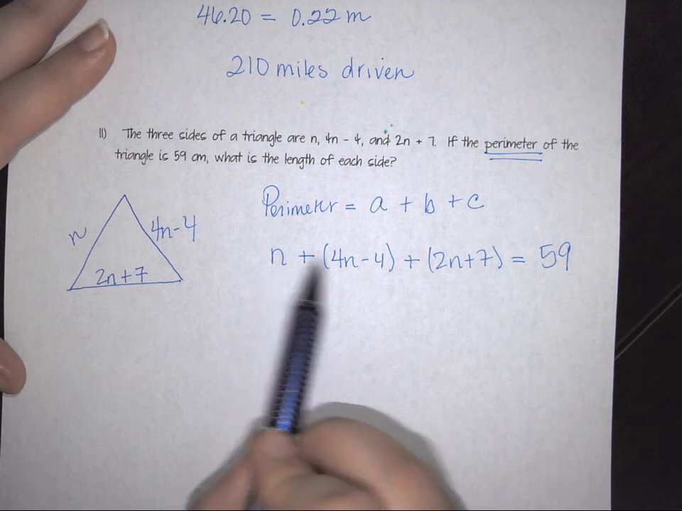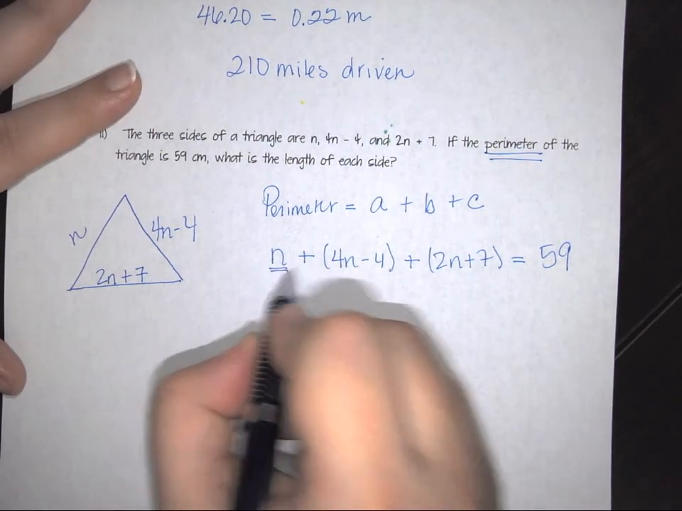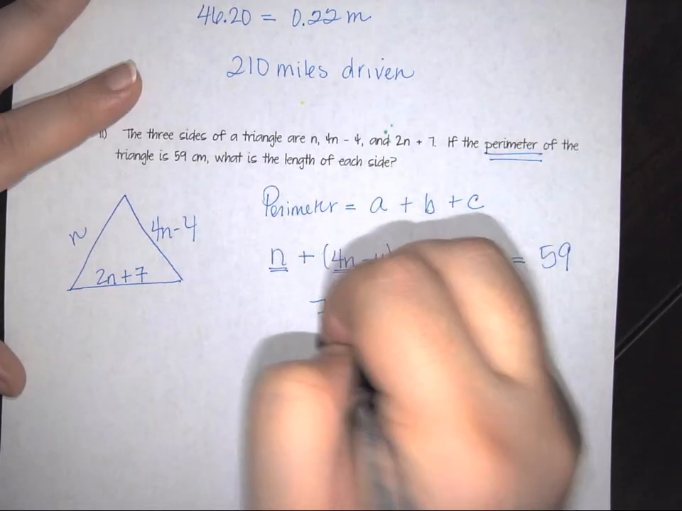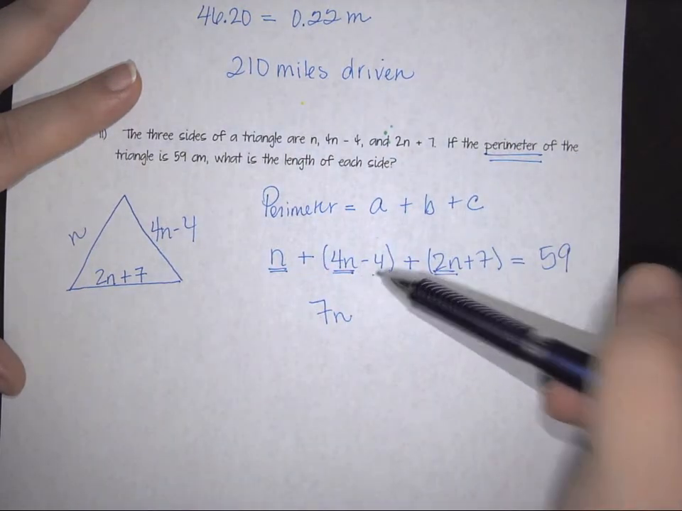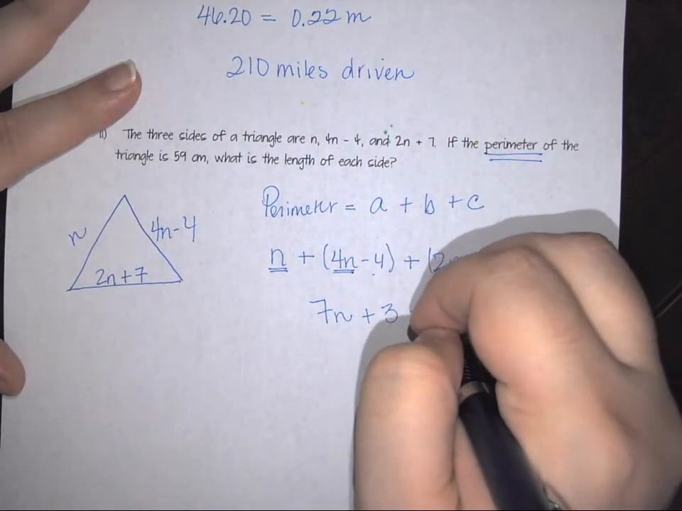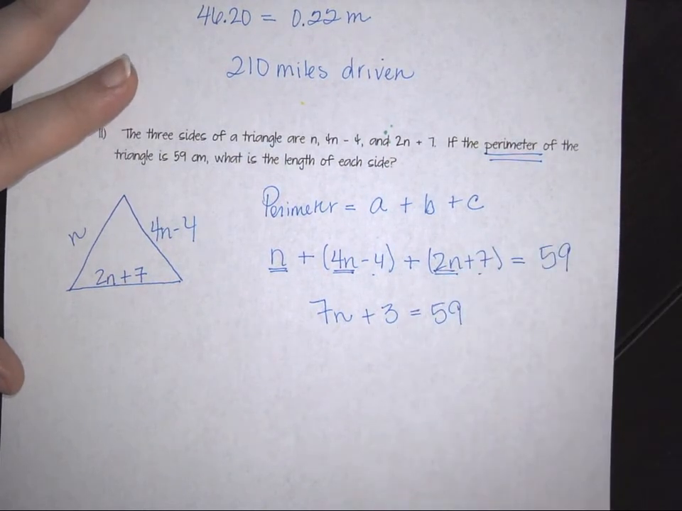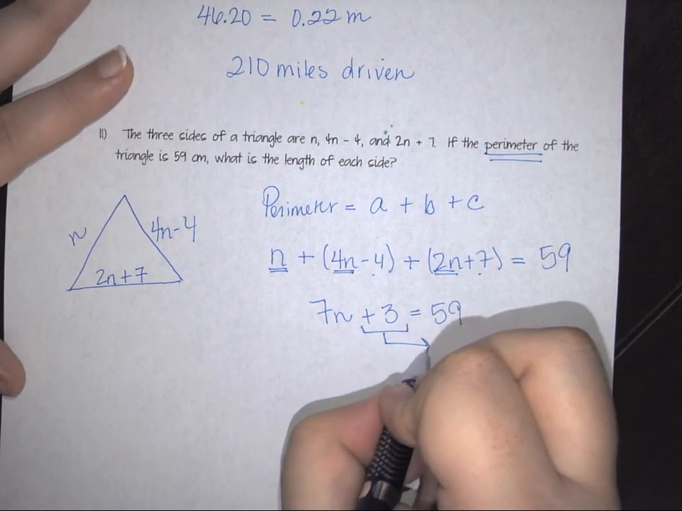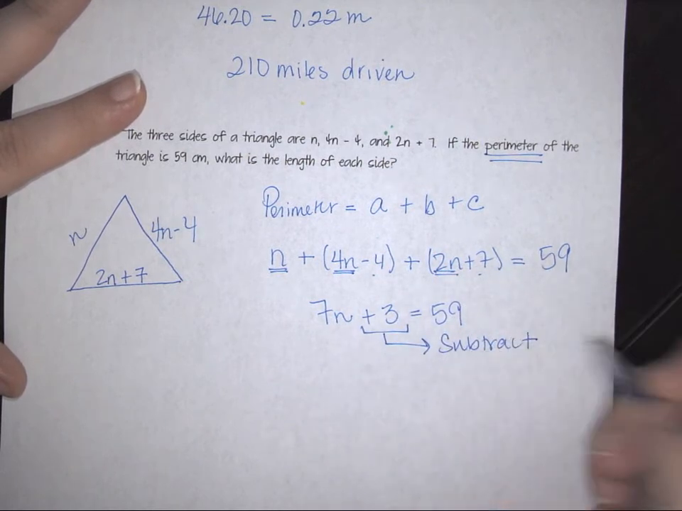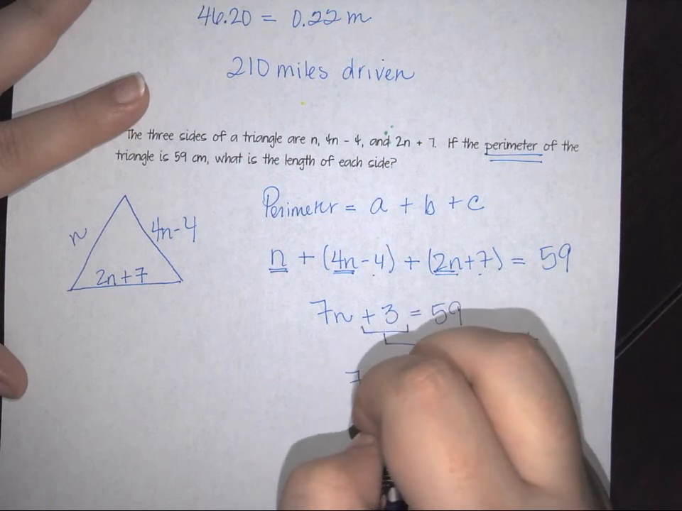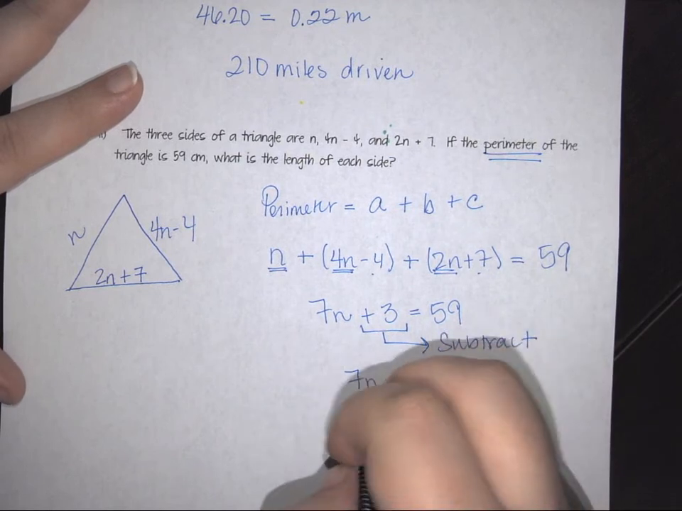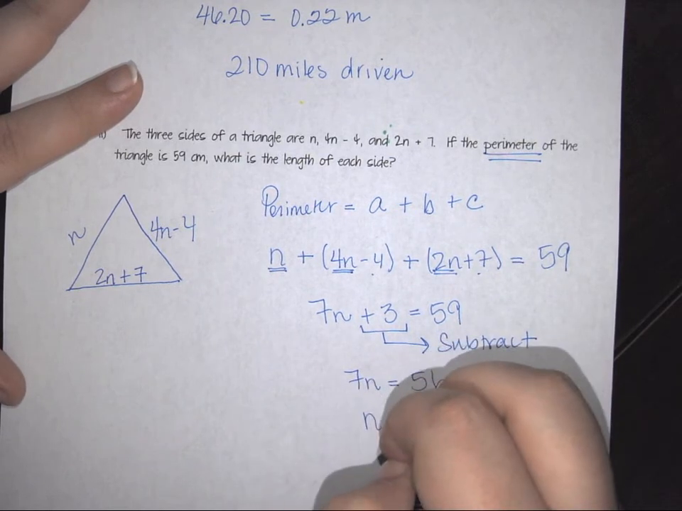Since my parentheses are addition, it means that I can drop them out. So I have n plus 4n. So n plus 4n is 5n, plus 2 more gives you 7n. And then I have negative 4 plus 7, which is going to be plus 3, equals 59. I need to subtract 3 because I need to move it. Since it is being added, to move it says subtract. So I end up with 7n is equal to 56. Divide everything by 7 and you get that n is equal to 8.